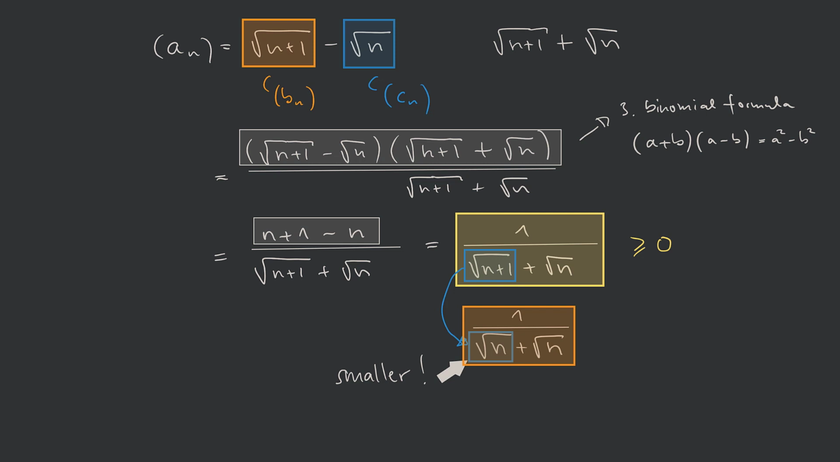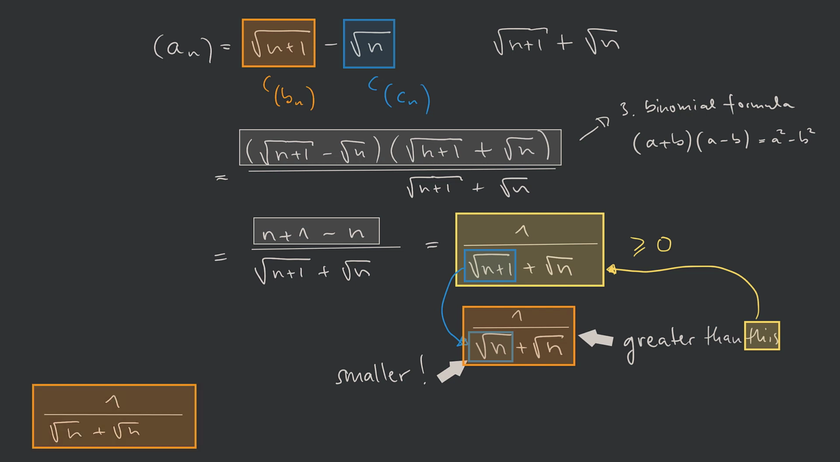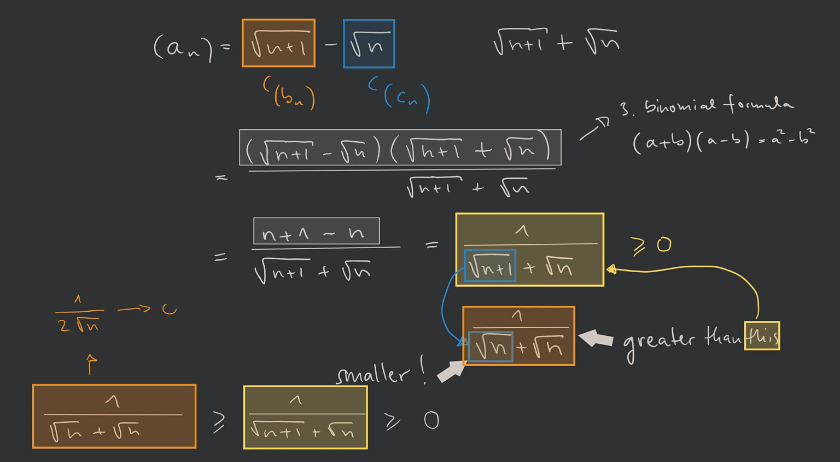in the yellow box. If we bring this all together, we have 1 over square root of n plus square root of n, which is the expression in the orange box, is greater than or equal to 1 over square root of n plus 1 plus square root of n, which is the expression in the yellow box, greater or equal 0. Now if we look at the expression in the orange box, that can be simplified to 1 over 2 square root of n. Now where does this sequence go if n tends to infinity? That obviously is a 0 sequence. So that goes to 0 when n goes to infinity.